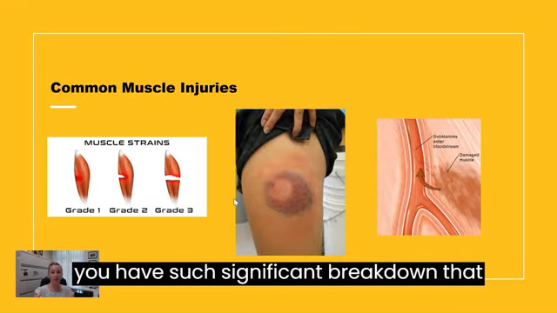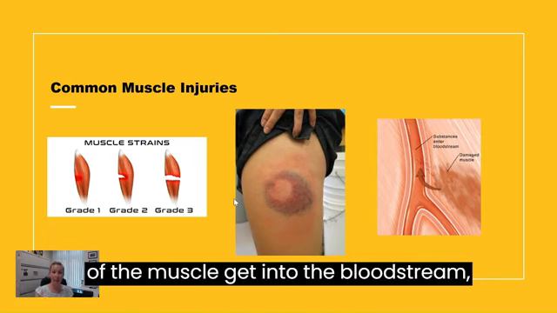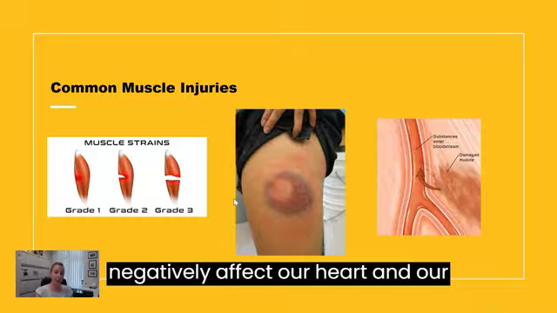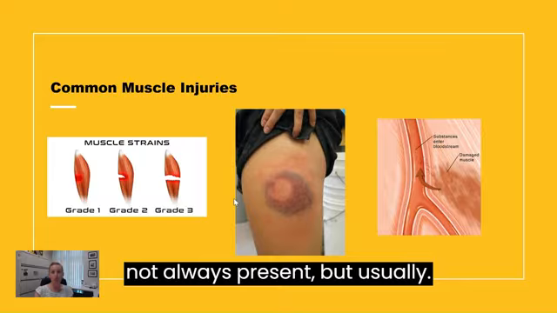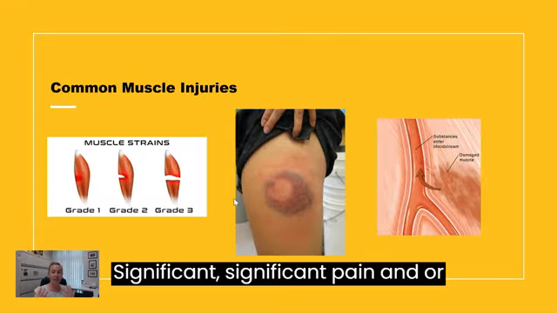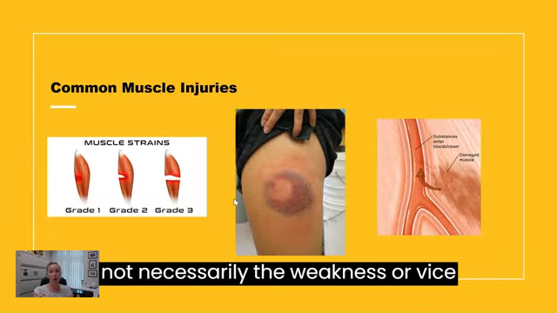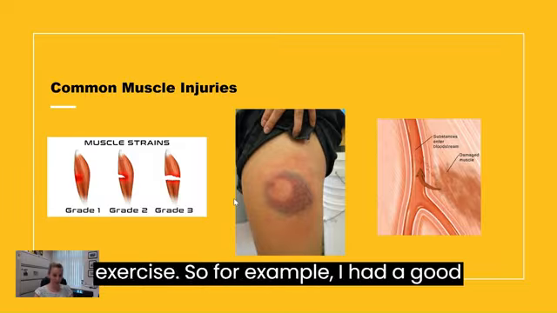So if you have such significant breakdown that the contents of the muscle get into the bloodstream, it poisons the bloodstream and can negatively affect our heart and our kidneys. Some of the big red flag symptoms are tea-colored urine, which is not always present, but usually significant pain and/or weakness. You can have a lot of pain and not necessarily the weakness, or vice versa, that is not necessarily present with just that muscle soreness after exercise.